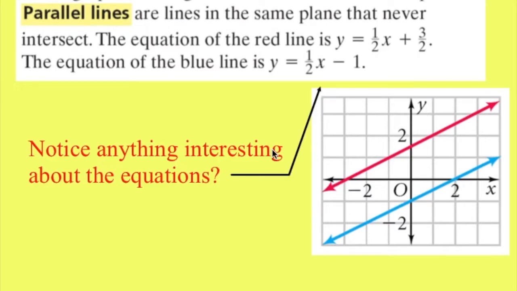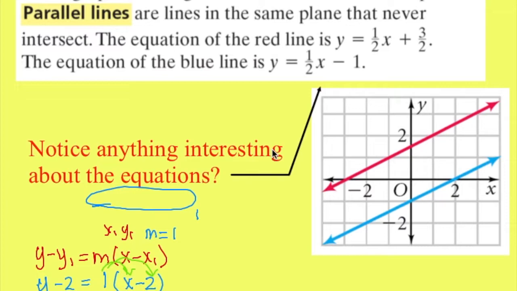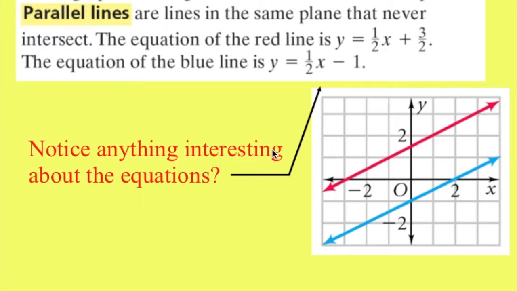So over here on the graph, you will see a set of parallel lines. The red line and the blue line are parallel to one another. And if you look here in the wording of the problem, I have provided you with the equations to the two lines. So here is the equation of one of the lines, and here is the equation of the other.